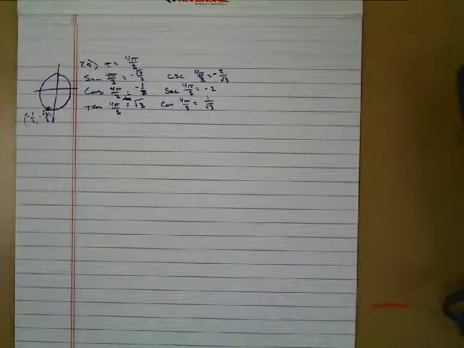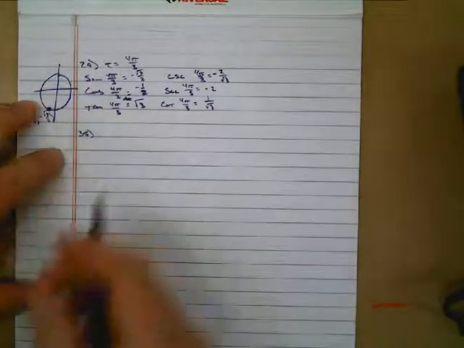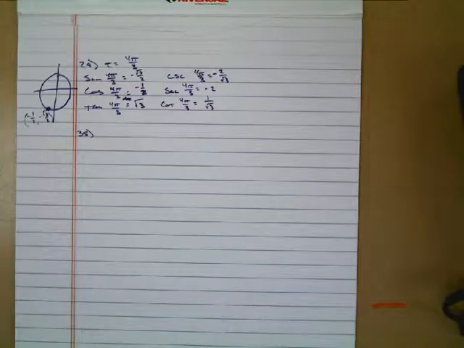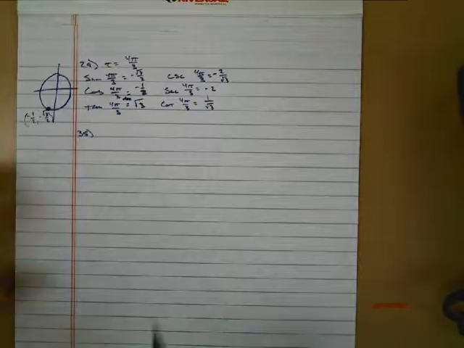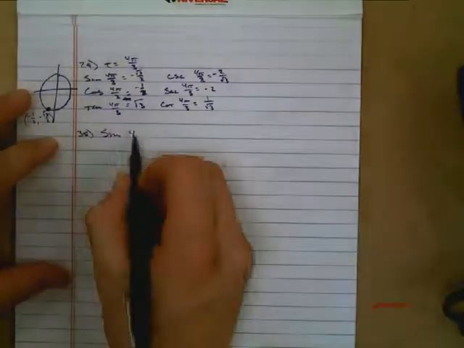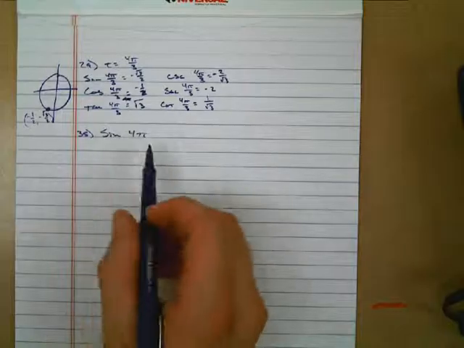Alrighty, now, next section, 35. Please check the back of the book for the solutions to the remainder of those problems in between. 35, sine of 4 pi. So this one asks us to do something just slightly different in that this is outside of one full rotation. So we need to think about what 4 pi means.